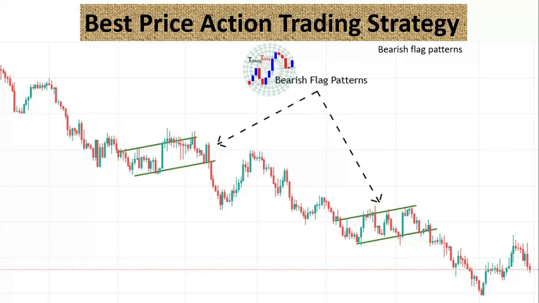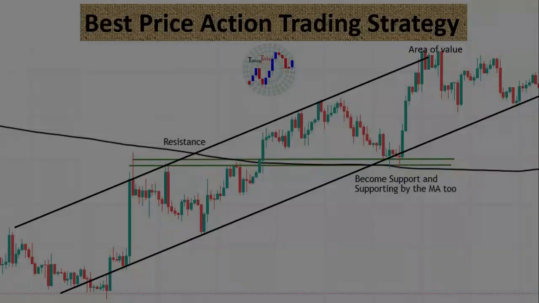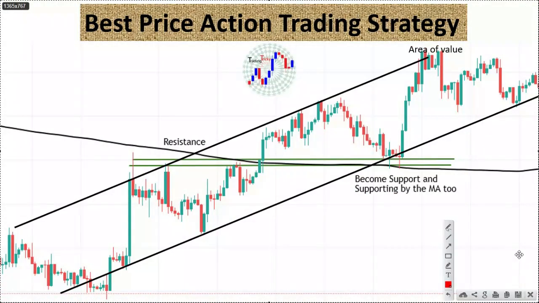Trading is the same. You need to find an area of value, and it's very simple. You can find an area of value by using tools and indicators like support and resistance, moving average, trend line, and so on. Let me show you some examples. If you observe the chart clearly, this is a 200 moving average.